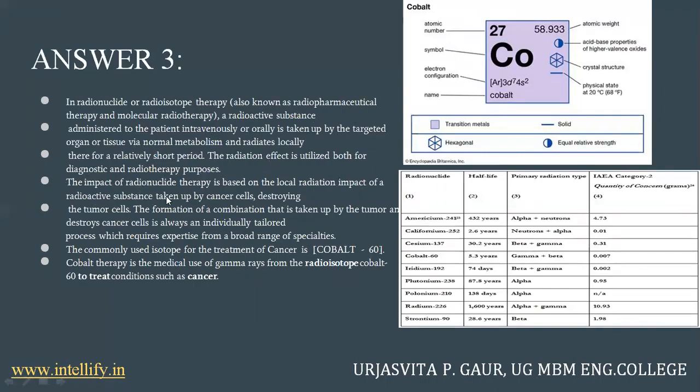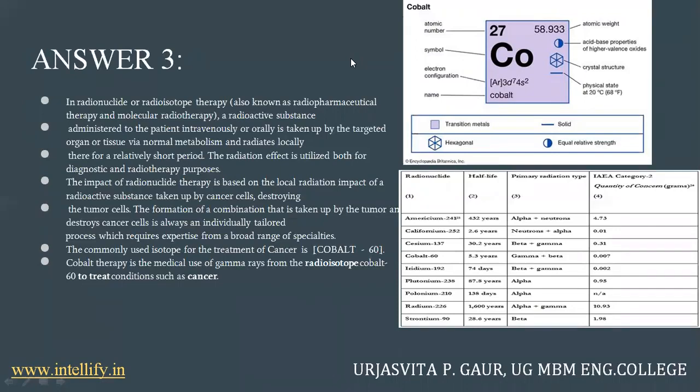Now, the impact of this radionuclide therapy is based on the local radiation impact of a radioactive substance taken up by those cancer cells, and it is successful in destroying the tumor cells as well. The formation of a combination that is taken up by the tumor and destroys cancer cells is always an individually tailored process which requires expertise in a broad range of specialties. But the commonly used isotope for the treatment of cancer, and the answer to our question, is cobalt 60.